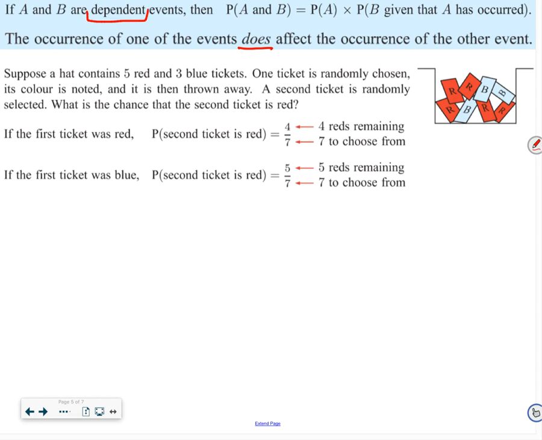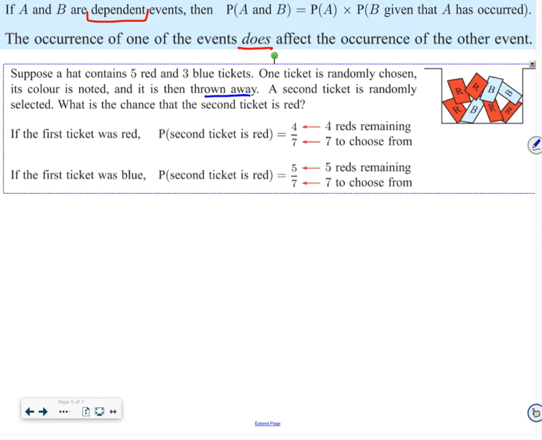Okay, so suppose a hat container has 5 red and 3 blue tickets. One ticket is randomly chosen, the color is noted, and it is then thrown away. So this idea that it's thrown away and not returned into the basket is going to change our probability of picking the next ticket. So notice, picking a red ticket right away, a second ticket is drawn. What is the chance that the second ticket is red?